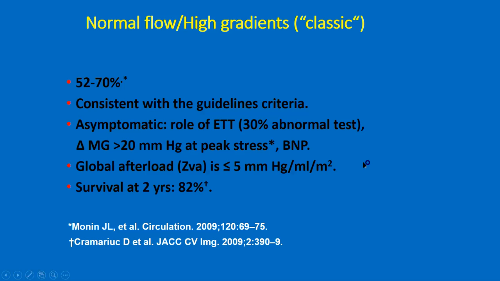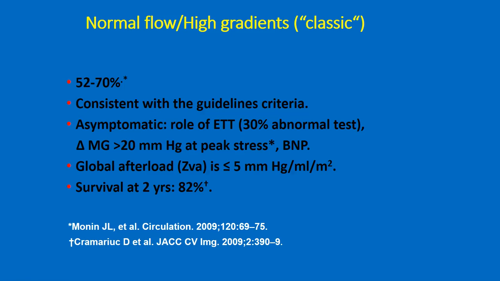The first category is the classic aortic stenosis, the one that we knew for many, many years. Normal flow, high gradients, meaning stroke volume index of 35 or more milliliter per meter square, and high gradients, meaning 40 or more millimeter mercury. This category comprises most of the patients with aortic stenosis. The diagnosis is consistent with the guidelines criteria.